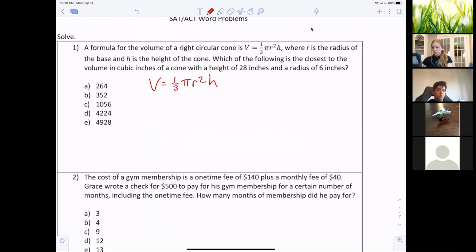Come on now. What's the radius, guys? The radius is 6. So now you're just writing V equals 1/3 pi 6 squared. What's the height? 28. That's it. That's all there was to it. Now take out your handy dandy calculator and plug that in the calculator.